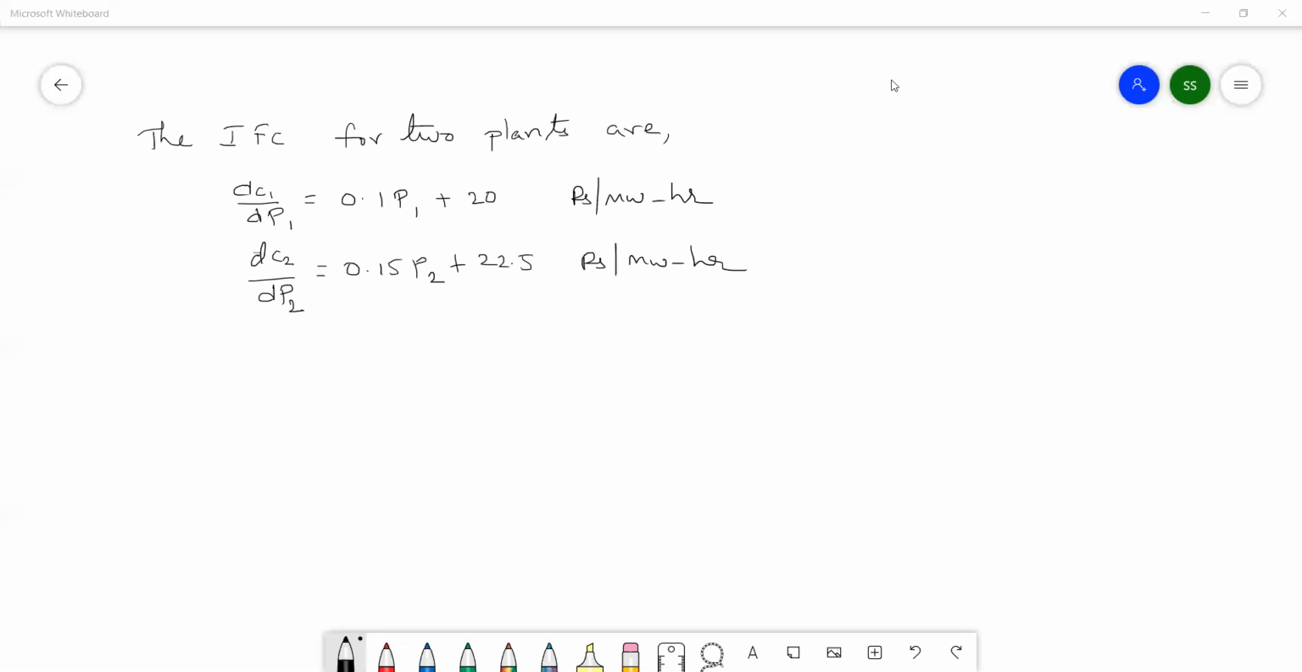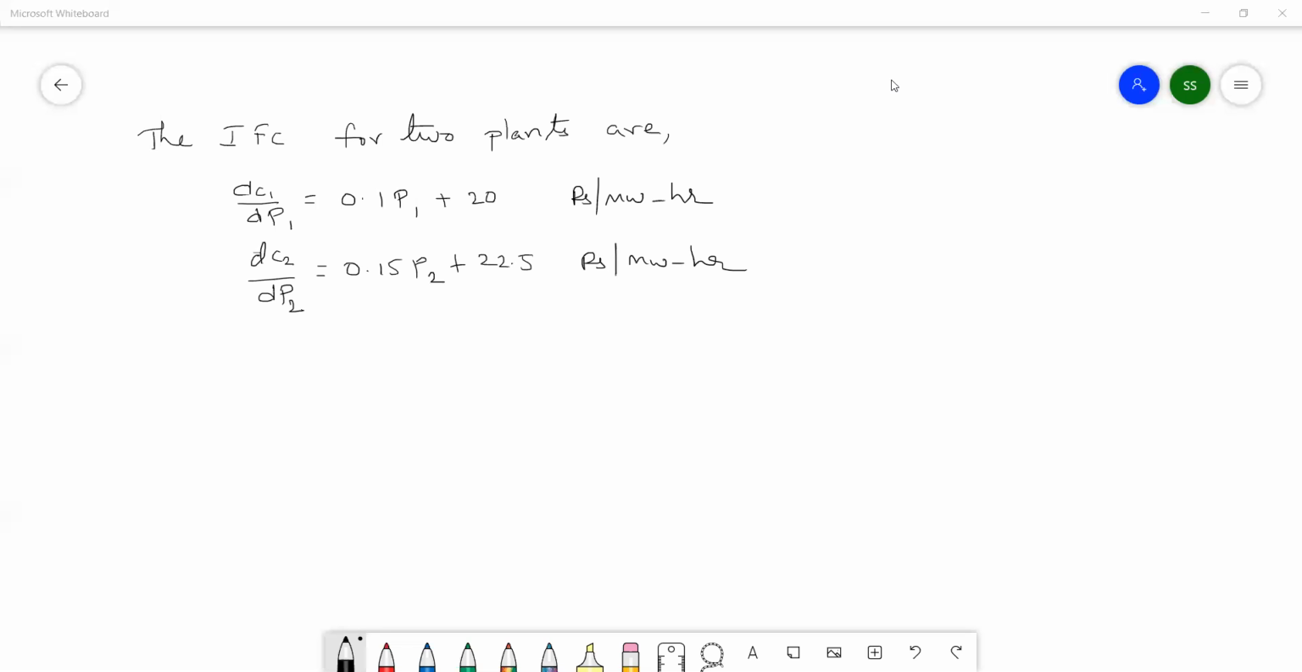Then this is your penalty factor for plant 2, you have to mention it. Then for plant 1, you need to calculate L1. So how should you calculate L1? We know the condition of optimal operation. What is the condition for optimal operation? L1 dC1 by dP1 is equal to L2 dC2 by dP2.